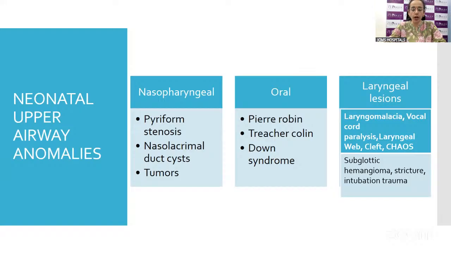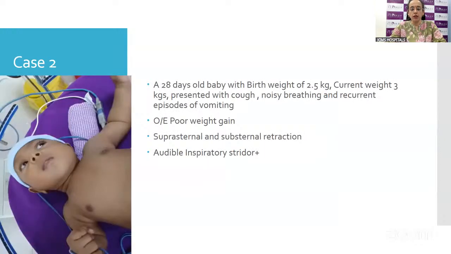This is the most common anomaly seen in neonates, and vocal cord paralysis, particularly in post-surgery babies, is sometimes seen. Also laryngeal web, cleft, and congenital high airway anomaly. This is also a very rare condition, sometimes seen in babies. And coming to the subglottic anomalies, subglottic hemangioma, stricture, and intubation trauma are anticipated. So that is about the first case of choanal atresia.